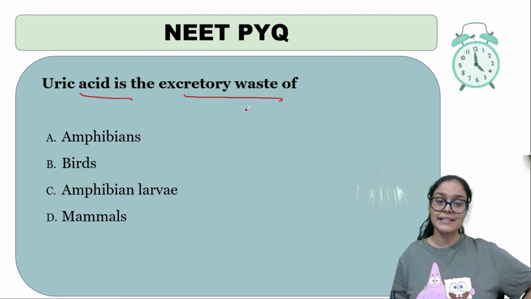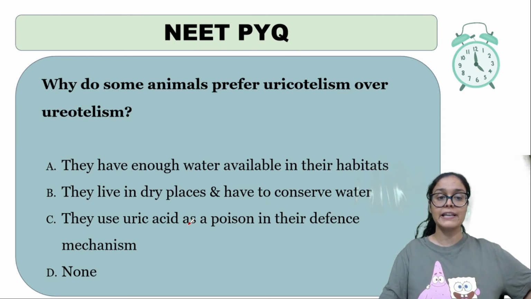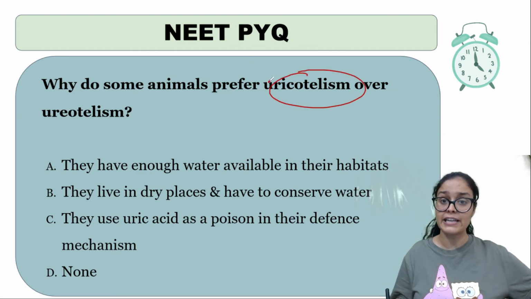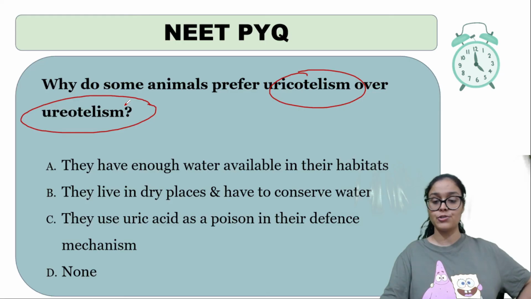Uric acid is the excretory waste. You know it very well. Some animals prefer uricotelism over ureotelism. You know it very well. Why? Because मैंने कहा था uricotelism का क्या फायदा है and ureotelism का क्या फायदा है. I have told it very well, right?